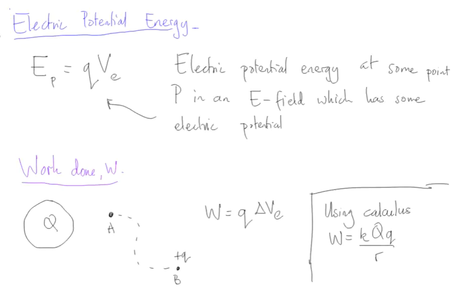So here we have to work out the difference between the electric potential at B and the electric potential at A. So this would be q, where we have a constant charge, times the electric potential at B minus the electric potential at A. And remember, electric potential is a scalar, so you just need to add up the individual contributions.